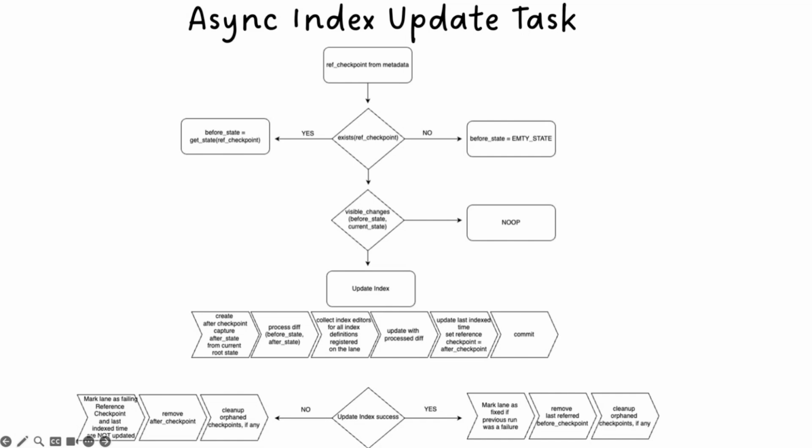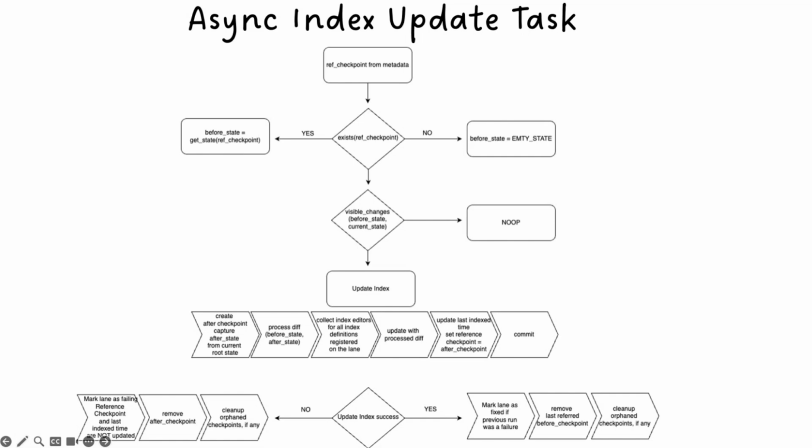However, in case there is a valid diff, a new checkpoint of the current state is then created. This is called an after state, and the checkpoint can be called the after checkpoint. We then process the diff between the before state and the after state. Now, all the index definitions bound to the current indexing lane are collected and their index editors are created, which are then passed the diff callbacks. These index editors then update the respective indexes based on the calculated diff. The index updates are either stored in the Oak repo or on a remote storage based on the type of index, that is Lucene versus Elastic.